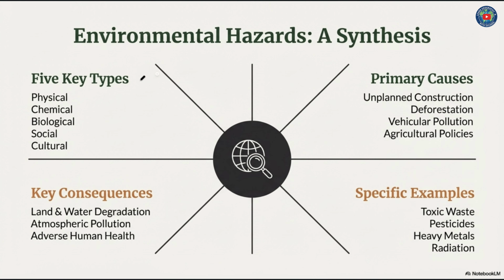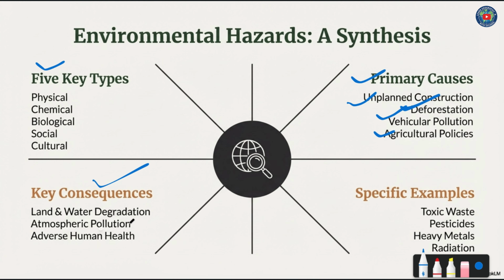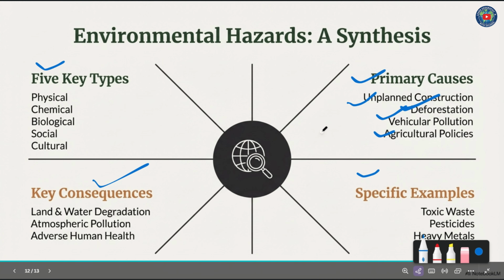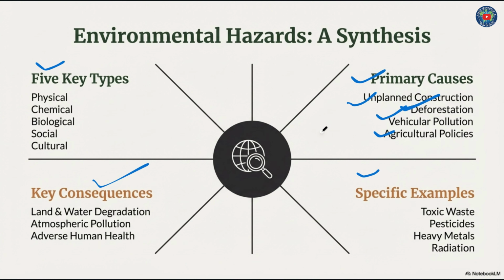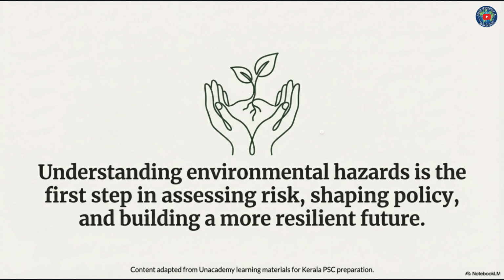Environmental hazards, a synthesis: 5 key types: physical, chemical, biological, social, and cultural. The primary causes of natural hazards are unplanned construction, deforestation, vehicular pollution, and agricultural policies. There are some key consequences like land and water degradation, atmospheric pollution, and adverse human health, and specific examples of hazards: toxic waste, pesticides, heavy metals, and radiations. Understanding environmental hazards is the first step in assessing risks, shaping policy, and building a more resilient future.